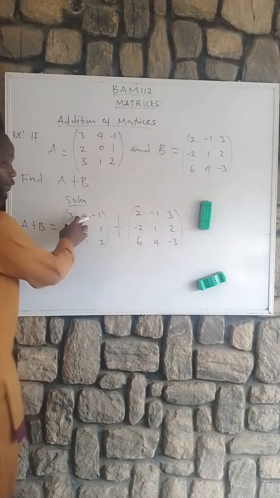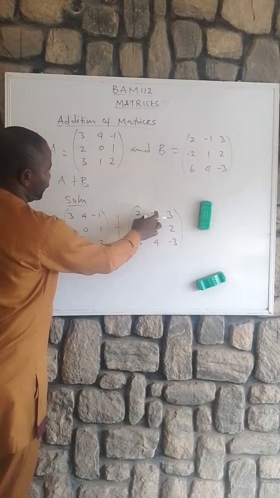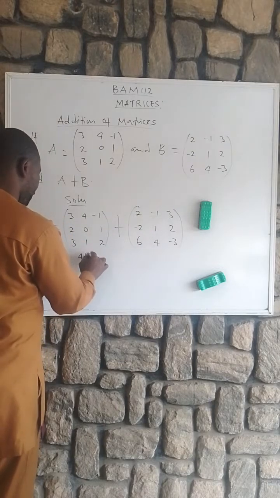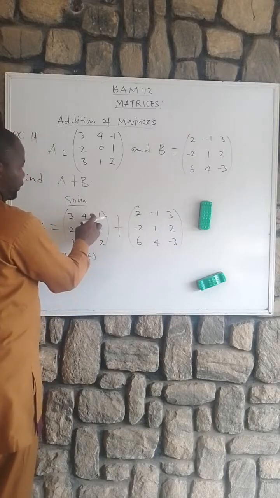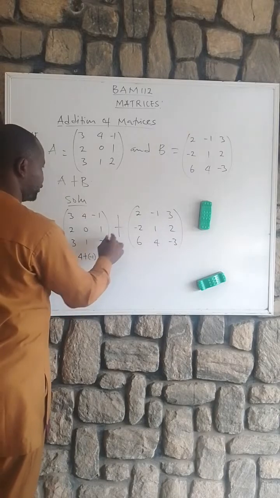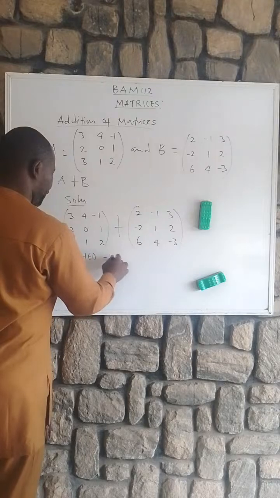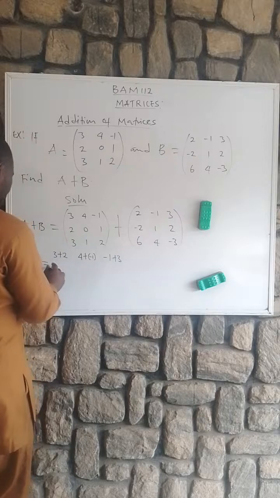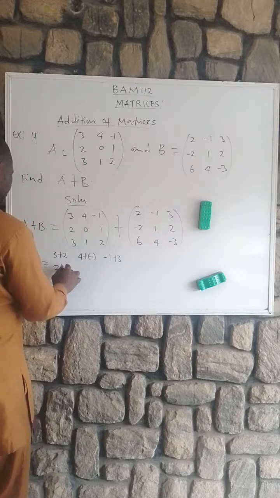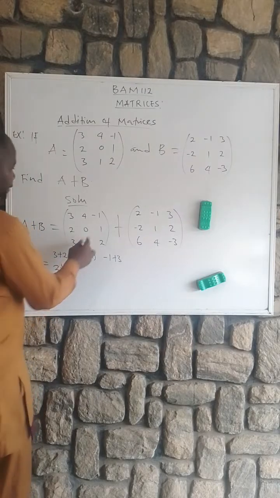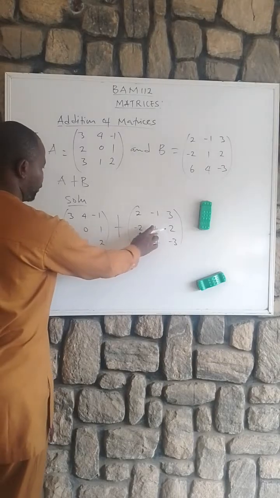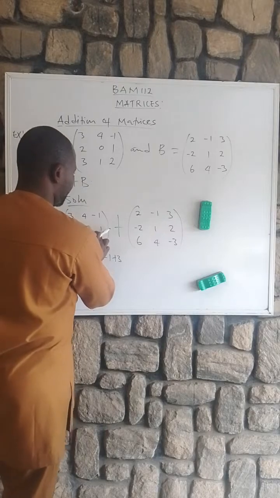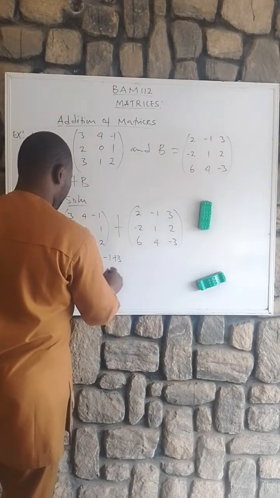What do you have here? 4, right? Then what do you have here? Minus 1. So 4 plus minus 1. Then what do you have here? Minus 1. Minus 1. What do you have here? 3 plus 3. What do you have here? 2. What do you have here? Minus 2. So 2 plus minus 2. Then what do you have here? 0. What do you have here? 1. 0 plus 1. Then what do you have here? 1. What do you have here? 2. So 1 plus 2.